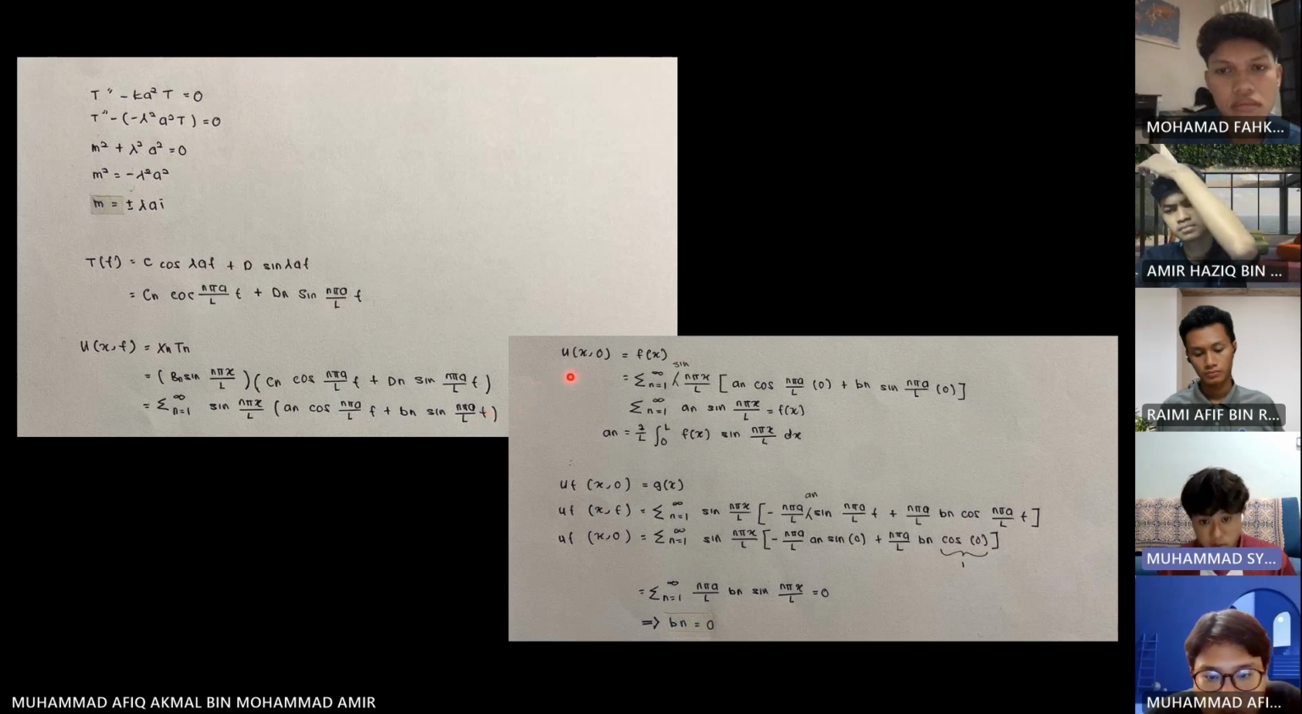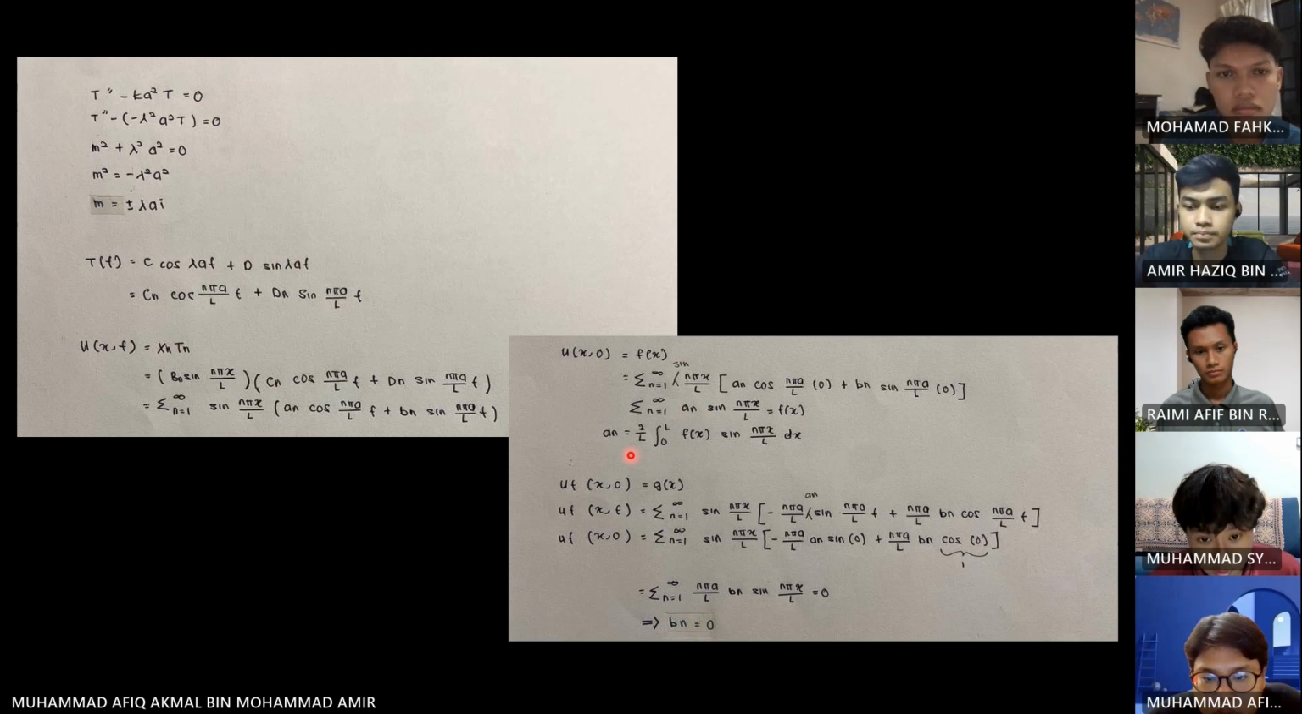And then we do the initial condition. First initial condition, u at t equals 0 equals f(x). And then we use the equation of u(x,t), and we change the value of t equals to 0. And then we get the answer, sum n equals 1 to infinity A_n sin n pi x over L equal to f(x). Then we recall the Fourier series formula, and then we can get the value of A_n is 2 over L integrate 0 to L f(x) sin n pi x over L dx.